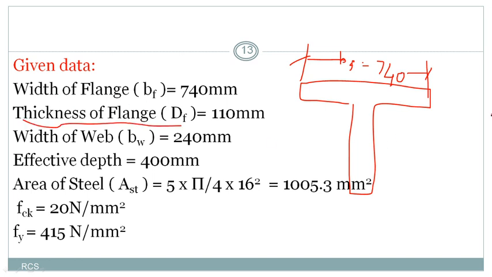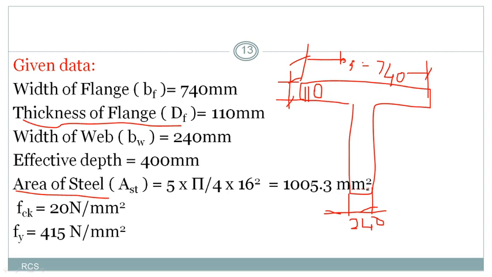And then the thickness of the flange. You know what the thickness of the flange, DF, is. So this is the thickness of the flange, and it is equal to the thickness of the slab. So this is 110 mm. Generally it is designated as DF. And the width of the web, this is the web width, BW generally we call it. And what dimension is given for this? It is 240 mm.